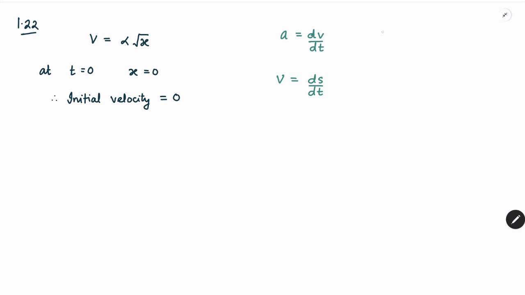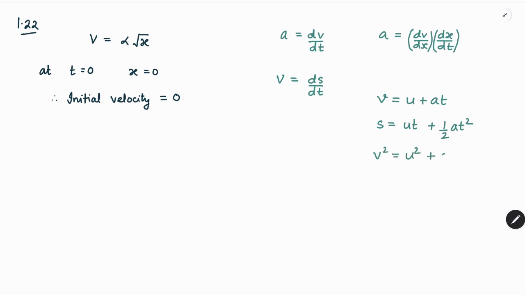And the third one is that if the time dependence is not known, then we can write a as dv by dx, dx by dt, or ds by dt. This is the chain rule format of the definition of acceleration. Apart from these three expressions, we have three equations of motion: v equals u plus at, then s equals ut plus half at square, and the last one, v square equal to u square plus 2as.